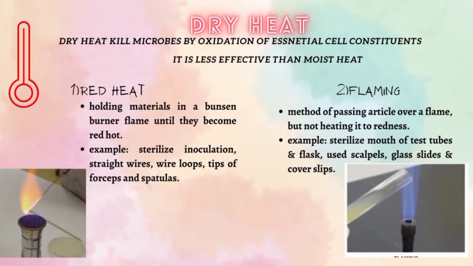Second, flaming. This is a method of passing an article over a flame but not heating it to redness. It is used to sterilize mouths of test tubes and flasks, scalpels, glass slides, and cover slips.